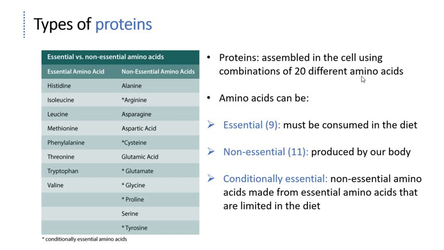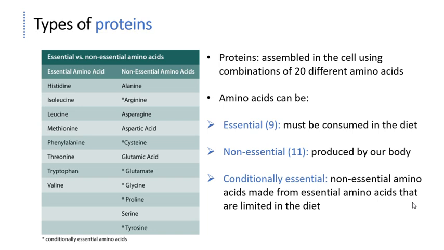And then there are ones called conditionally essential. These are non-essential amino acids made from essential amino acids that are limited in the diet. But our main categories that we're going to talk about are essential and non-essential. So if we focus here on the essential amino acids, the 9, you can see these here on the left, so you can count through these here. These essential amino acids we get in our diet.